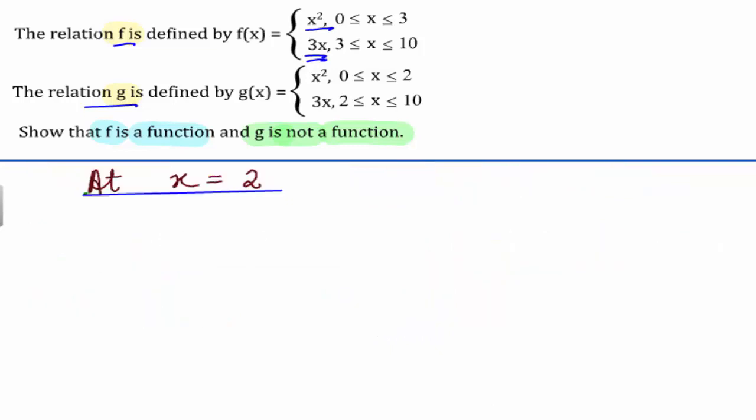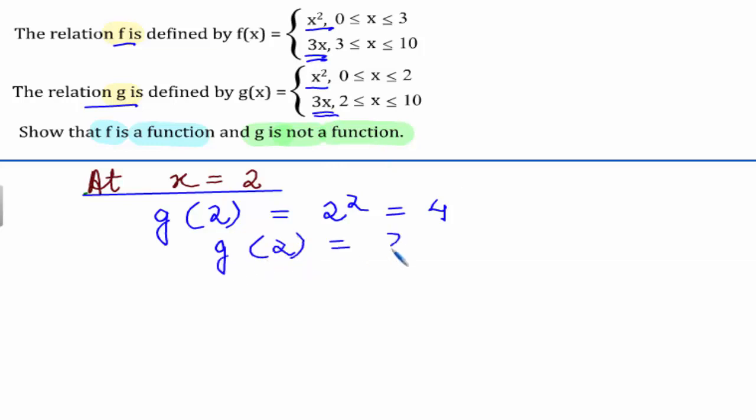Now let us see the value of g of x at x is equal to 2. That means g of 2 will be equal to 2 square, that is equal to 4. Also from this we can say g of 2 will be equal to 3 into 2, that is equal to 6. This is because 2 is included in both the intervals as we can see here.